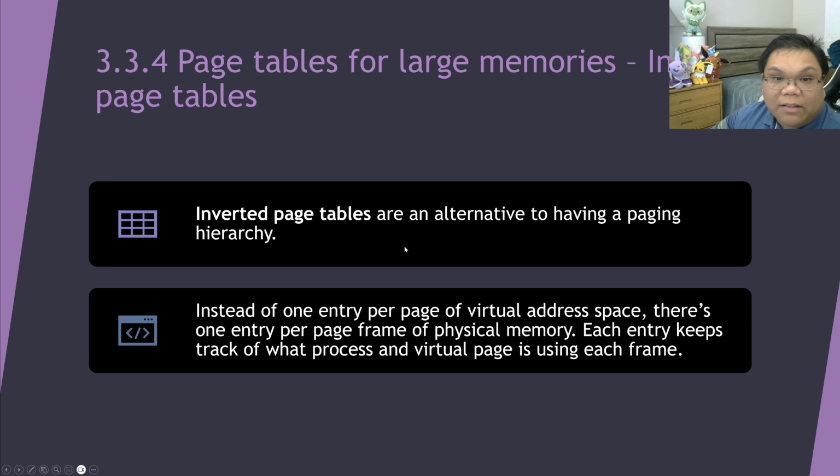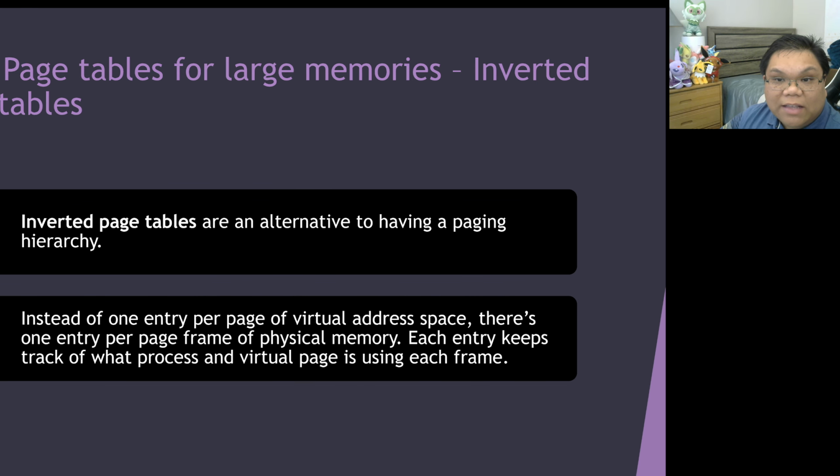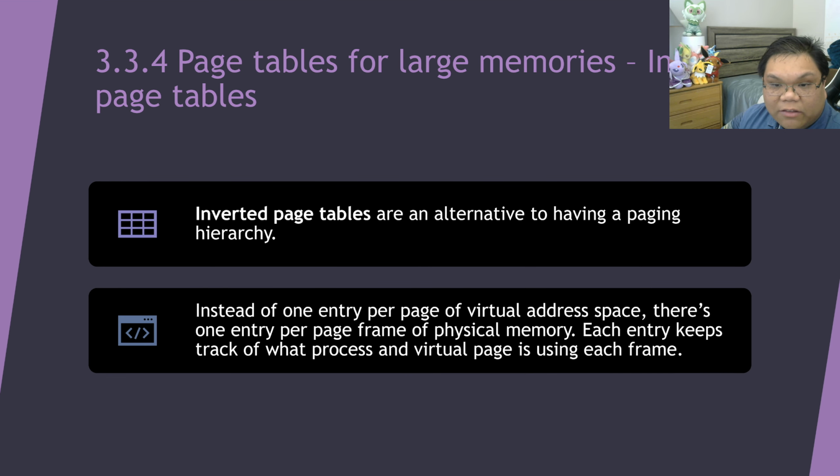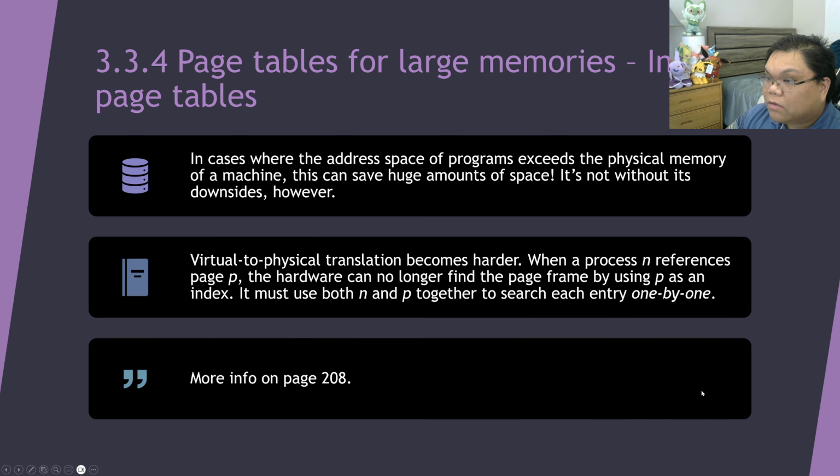Okay, so there is another alternative for page tables for large memory spaces, and that is the inverted page table. It's an alternative to having a paging hierarchy. So instead of one entry per page of virtual address space, there's one entry per physical page frame of memory. Each entry keeps track of what process and virtual page is using each frame. I'm not gonna get too in depth about it. You can read about this more on page 208 of the book.